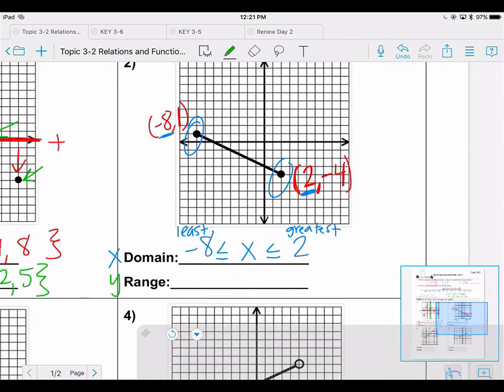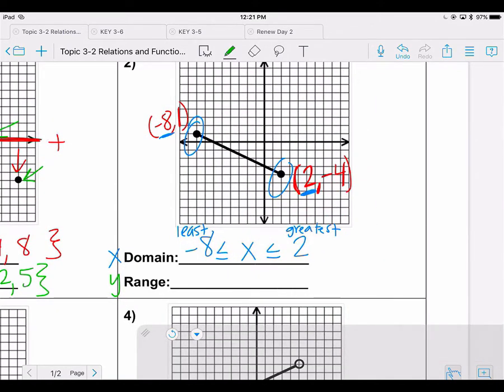If we follow the same method with my y's, again, I'm going least to greatest. My y's, I have -4 and +1. My least is going to be -4 because anything negative is less than a positive. My greatest is 1. Both of these bubbles are filled in, so we're going to put the line under the inequality. And again, because I went least to greatest, I can use those less than signs.